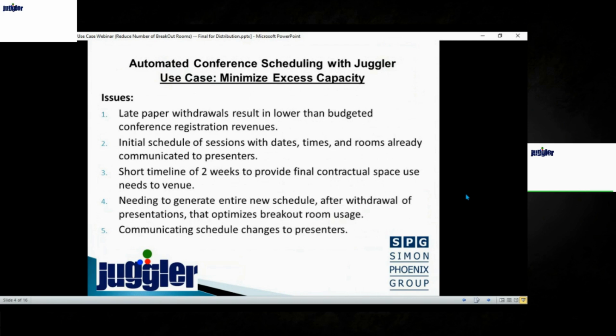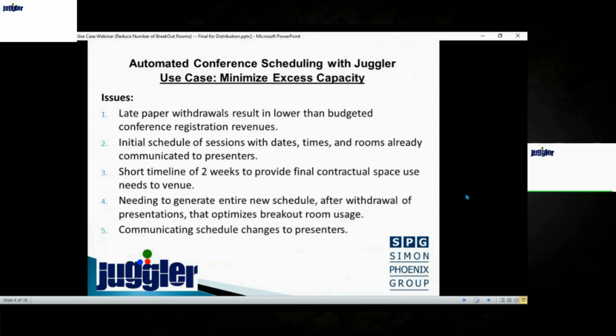Late paper withdrawals, literally 2 to 3 months before the scheduled conference, result in lower than budgeted conference registration revenues. The initial schedule of sessions with dates, times, and rooms has already been communicated to presenters, and now presenters are letting the organization know that they're withdrawing.